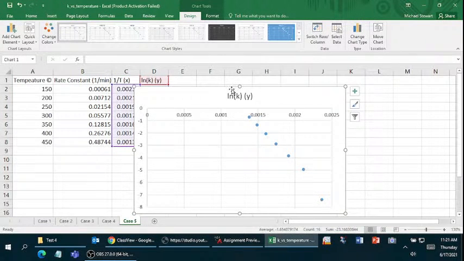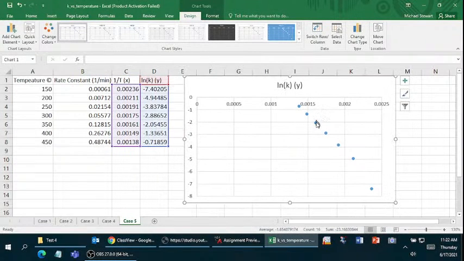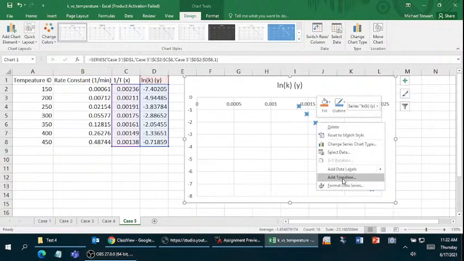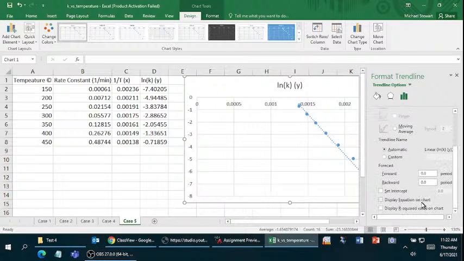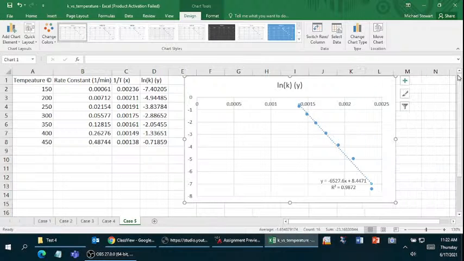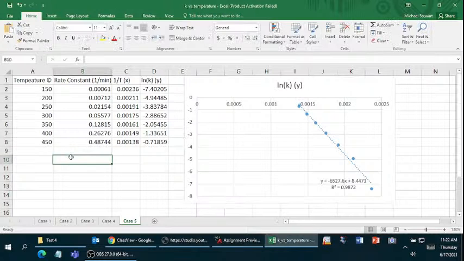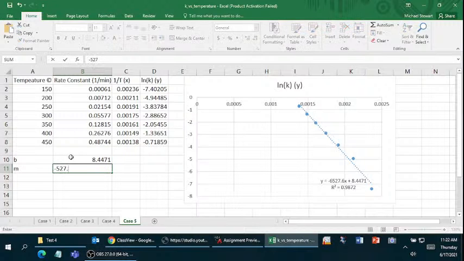So if I insert a scatter plot, give a linear regression, what I'm going to want to do is display the equation on the chart. All right, so I get my y-intercept b and my slope. My y-intercept here is 8.4471, and my slope is minus 6527.6.